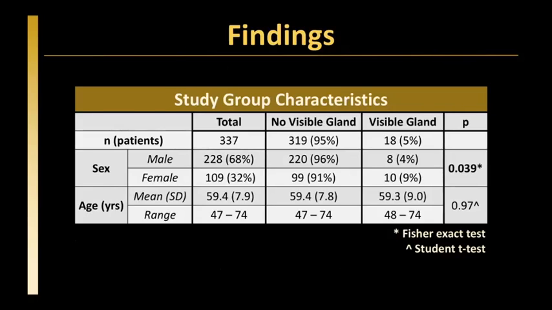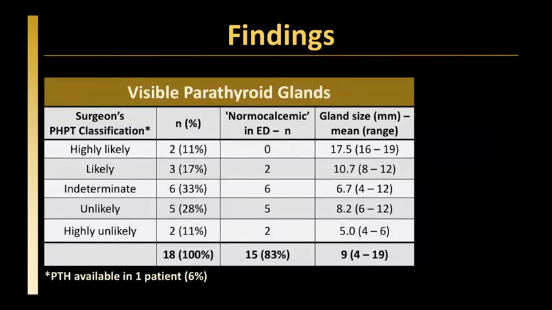women than men. For the 18 patients with visible parathyroid glands, this table summarizes the surgeon's likelihood classification and provides data on gland size. I'd like to highlight that the ED calcium levels for 83% of the patients with visible glands fell within the reference range, including 2 patients classified as likely of having primary hyperparathyroidism by the reviewing surgeon, as well as all 6 classified as indeterminate.